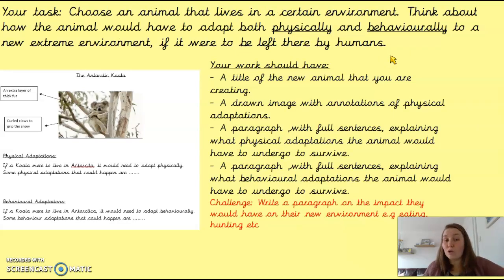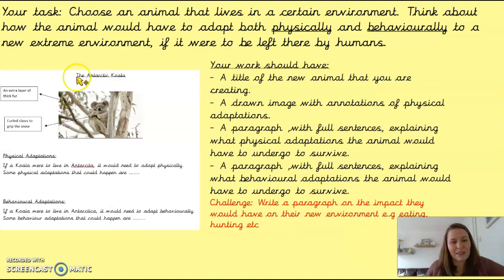Okay, you are going to choose an animal, any animal that you like, and then pick a new extreme environment for you to go and hypothetically dump it in. You're going to have to think how it would adapt both the physical adaptations, like its body that we looked at yesterday with the penguin and the thorny devil, and behaviourally in terms of what it does and how it reacts to situations. So here's an example here.